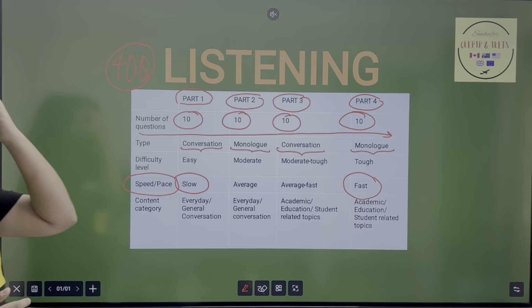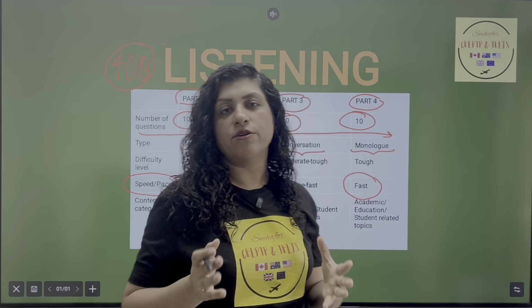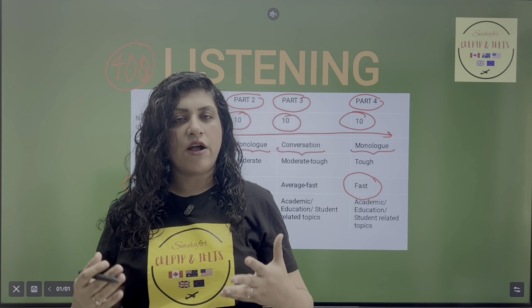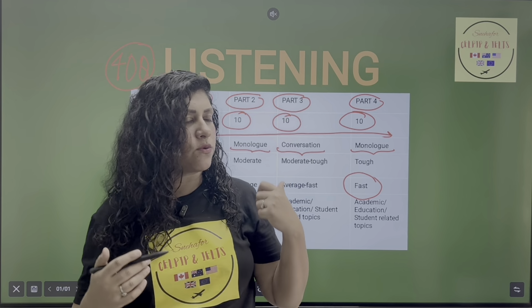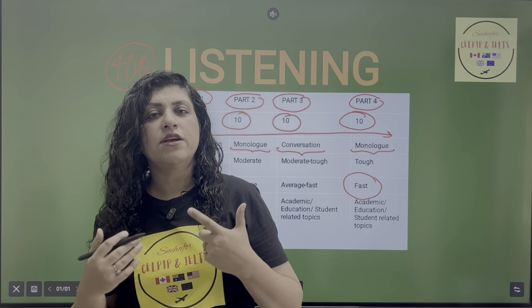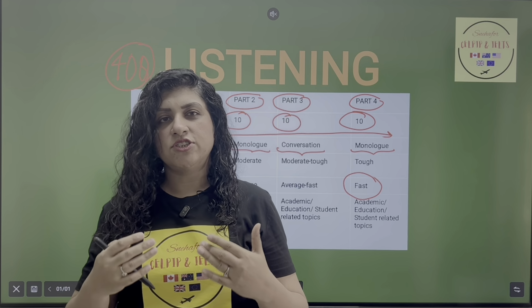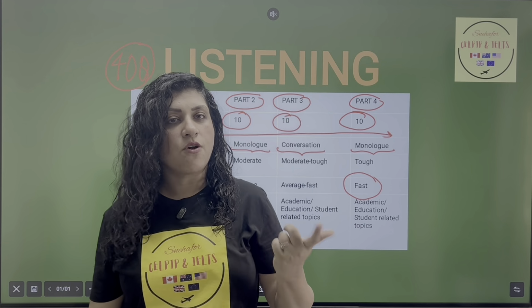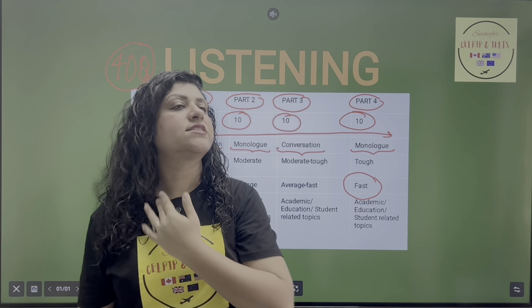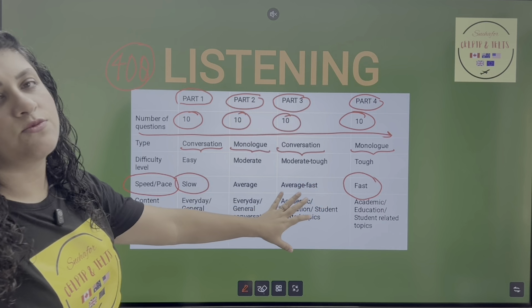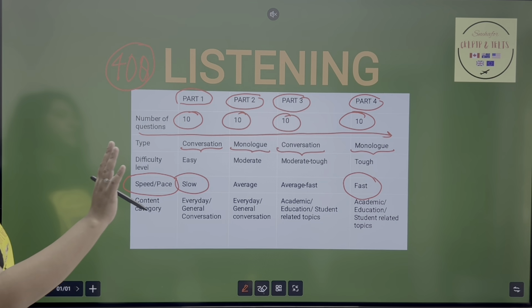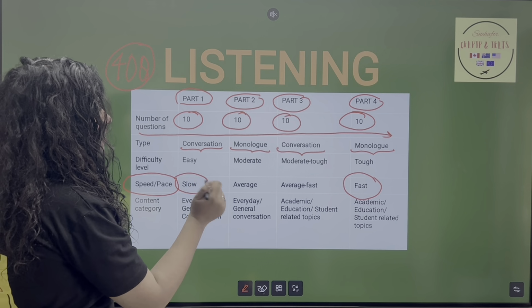When we talk about the listening section, we have audios, right? Audios are played, and on the basis of those audios you have to answer certain questions. So part 1 is going to be the easiest. It's a conversation which is slower in speed as compared to part 4, which is the most complex one, where the audio is the fastest. However, the number of questions is the same in each of the parts, and the types of audio that we'll hear in each part are these.